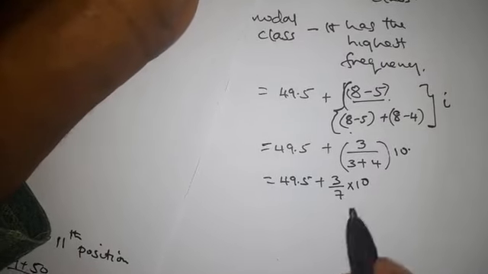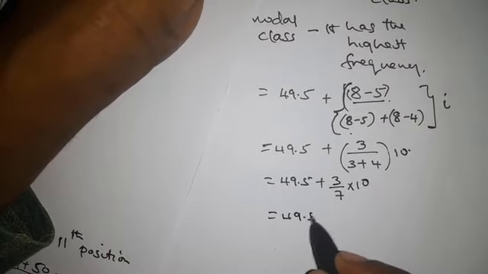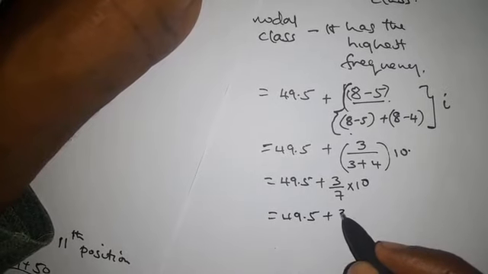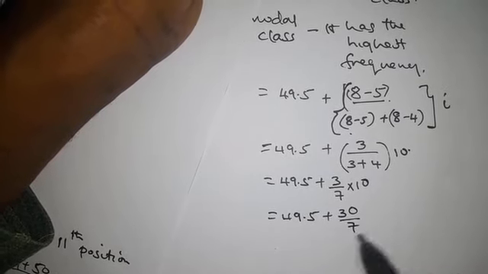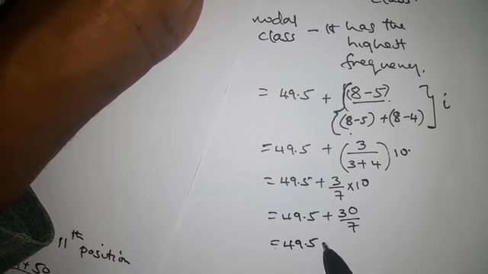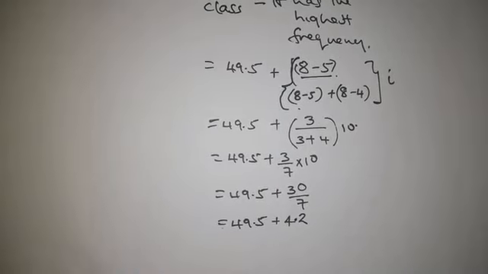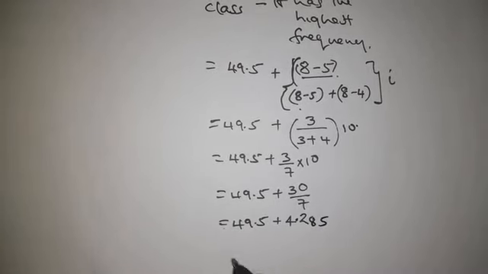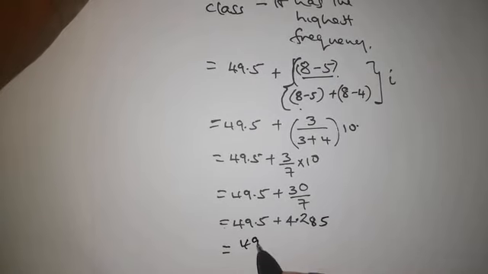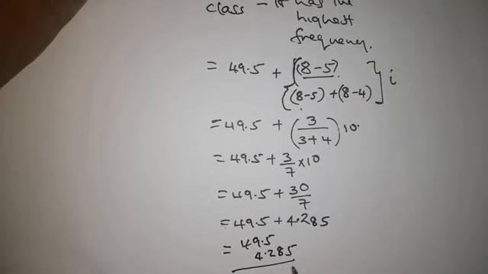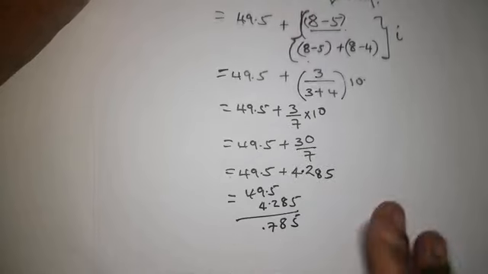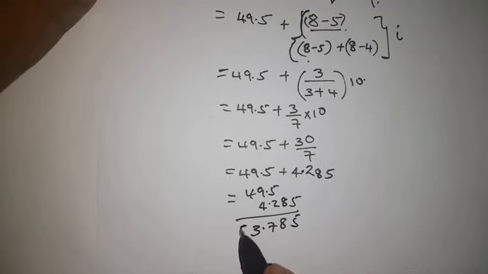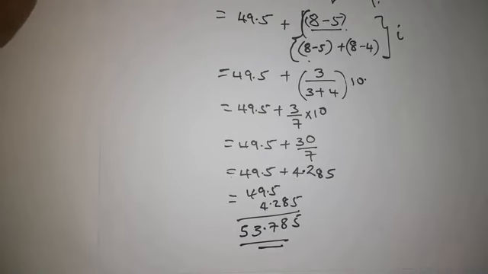So this one is simplified to 49.5 plus 30 all over 7. This is 49.5 plus 4.285, so this one here can be added. So this one becomes our mode.